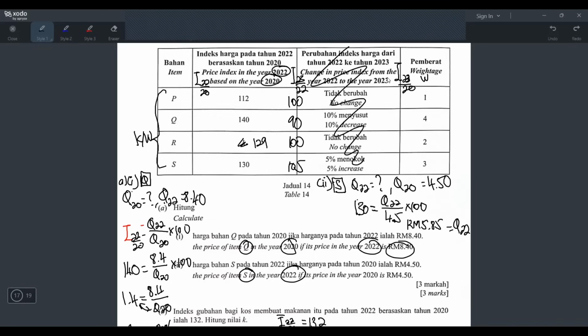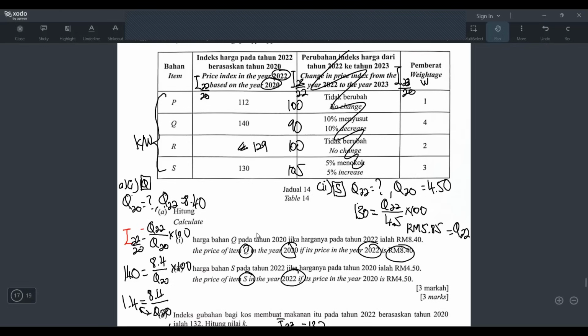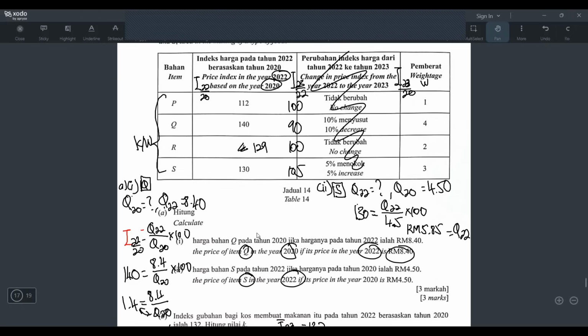Okay, the correct way here is to do 4 times smiley face. You have to find all separately. You cannot do 1 time smiley face. I know it's faster to do it like this, straight away take the composite index for this and composite index for this and just do one smiley face. But it's wrong, it's not correct, because every ingredient, every item, its price increase and decrease are all not the same. That's why you cannot do it like this. So remember, if you can choose between doing one smiley face or 4 times smiley face, always do 4 times smiley face. Okay? All right.